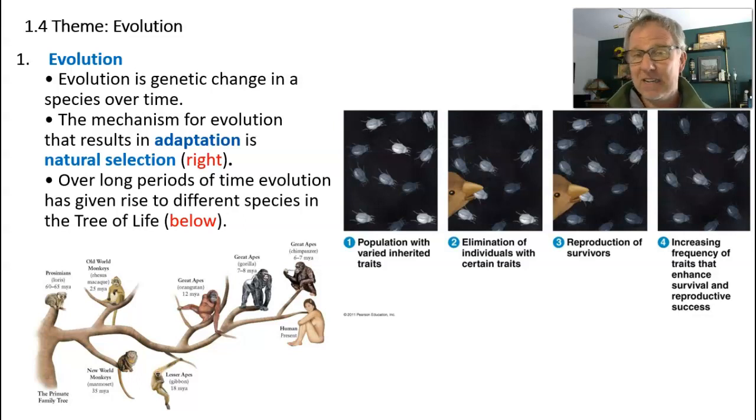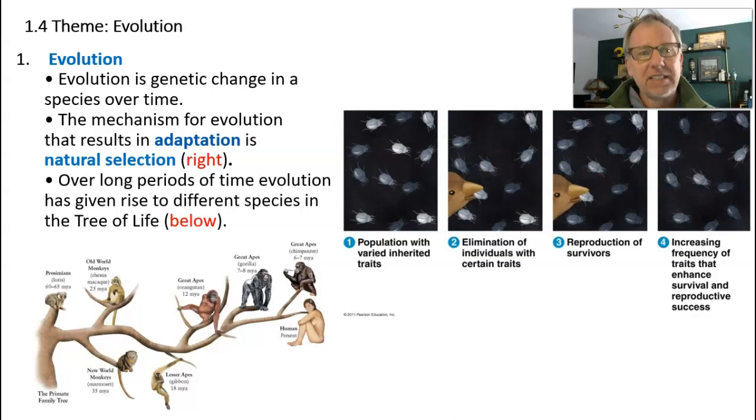For things like bacteria, they can reproduce and have a new generation maybe every hour. So very rapid generation turnover, and so opportunity for very rapid evolution.